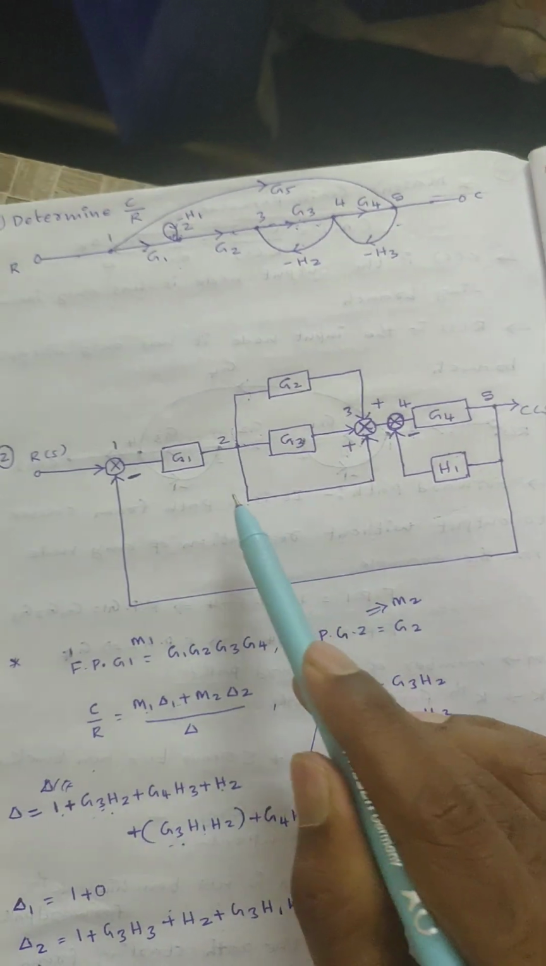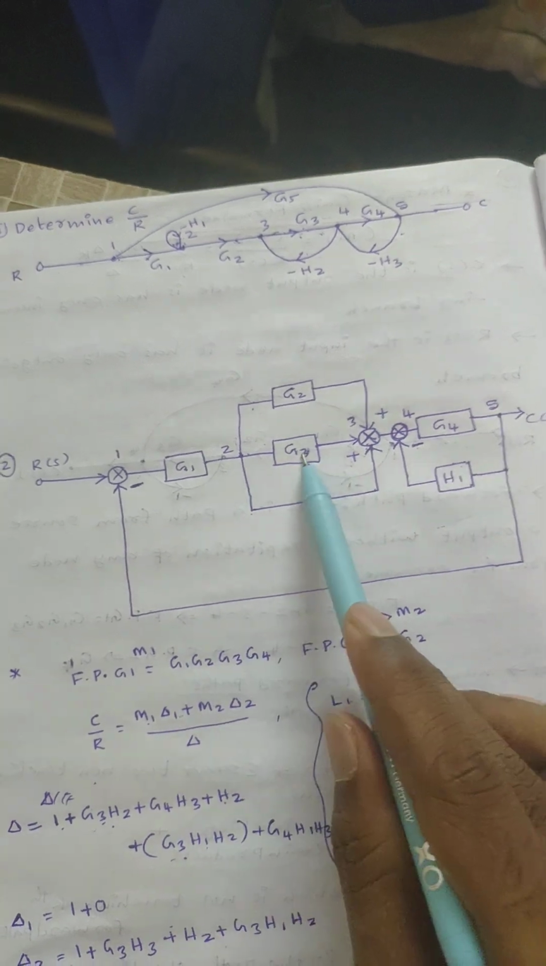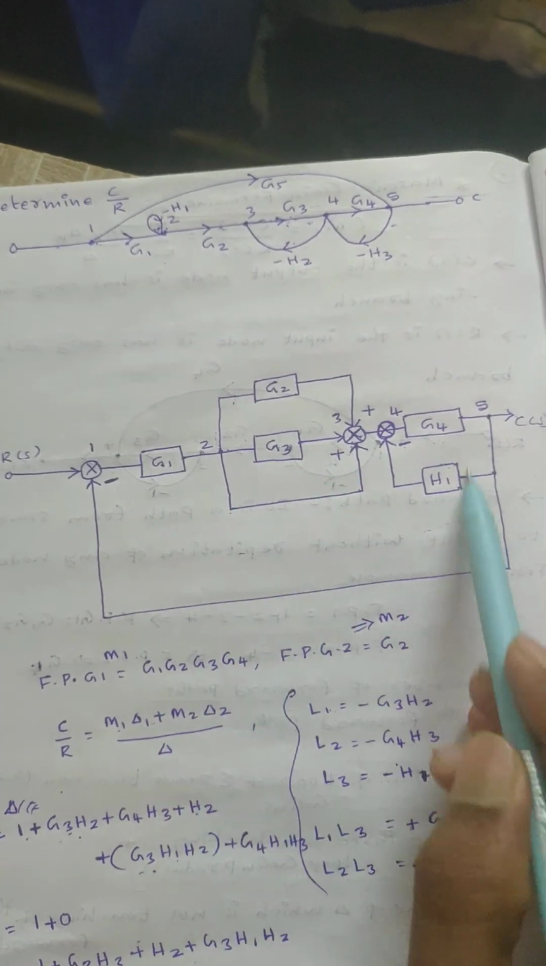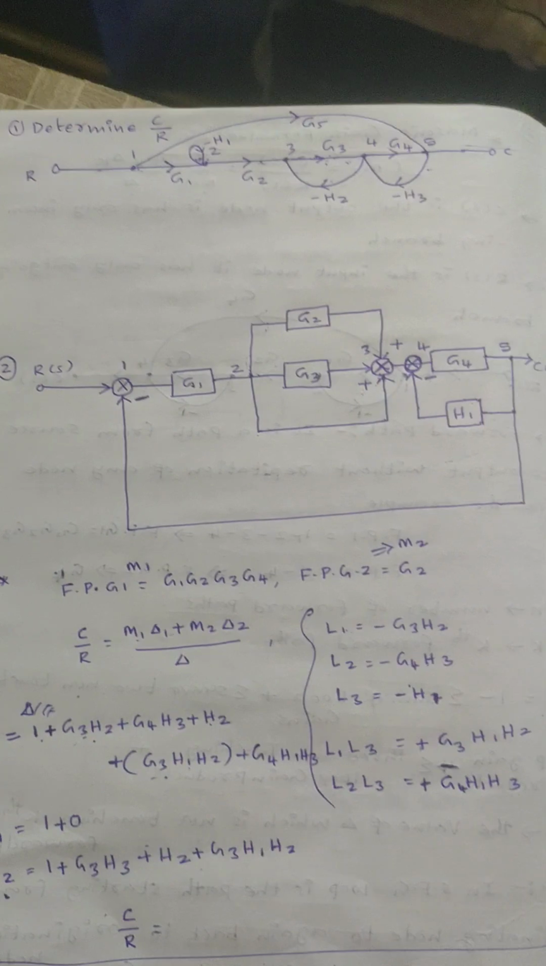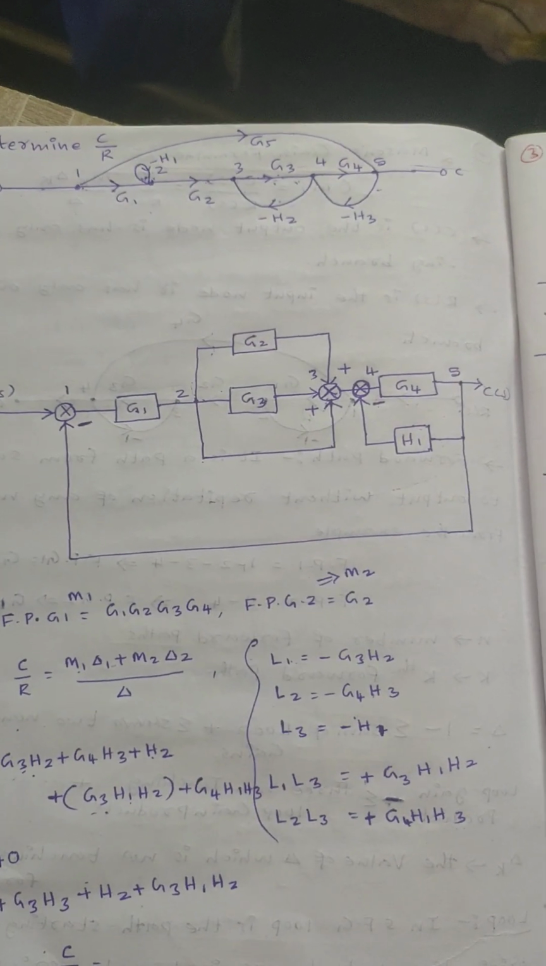That means minus G1, G3, G4 into 1, 2 loops. From this problem you can easily calculate the transfer function.